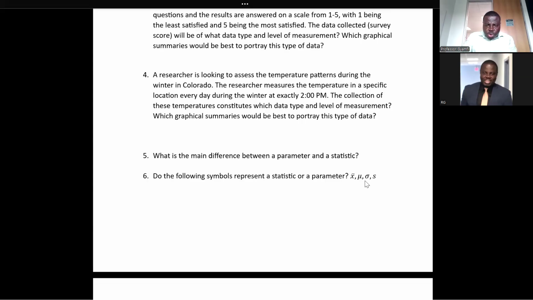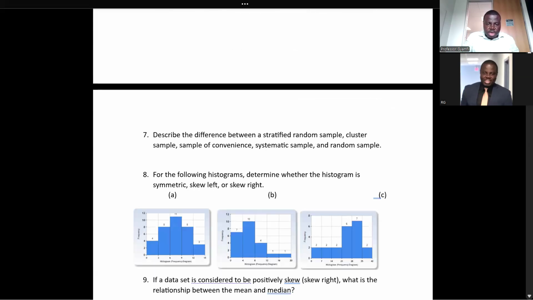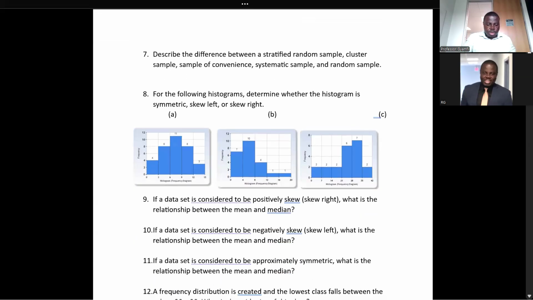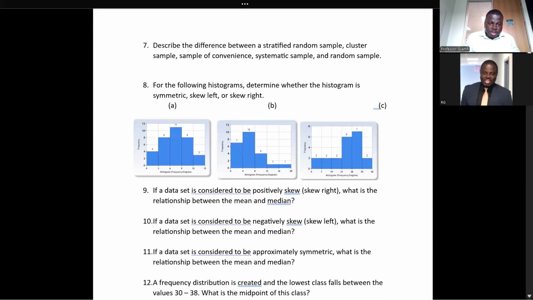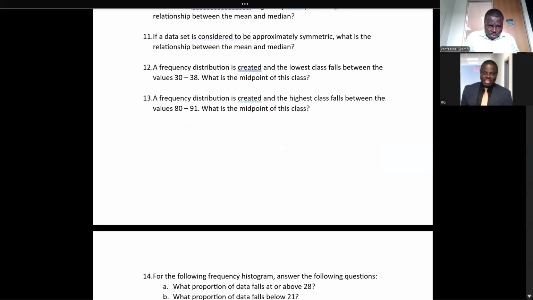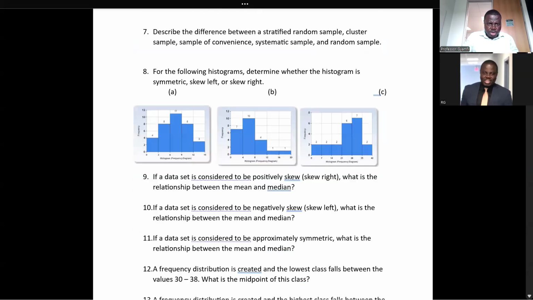And then you've got to know these symbols. The first one is a sample mean. The second one is a population mean. The third one is a population standard deviation and the sample standard deviation. So I'm quickly going to move to number 8. And these 8 to 15 are all histogram questions. All right, let's start with 8.